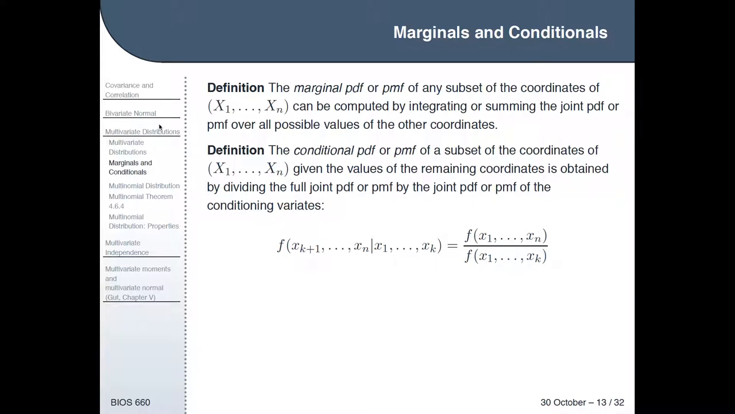And similarly, you can take some subset of the x's and condition on some subset of the other variables to get a conditional PDF, and it's the same sort of idea as in the bivariate case: you just take the joint PDF of the variables of interest divided by the marginal of the ones that you're conditioning on.